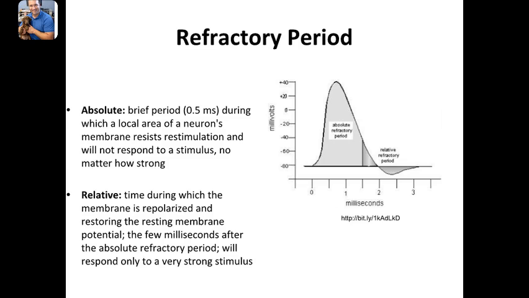Refractory period is this. After a nerve fires, you've got half a millisecond, a very short period of time, where it can't fire again. And that's called the absolute refractory period. This area is called the absolute refractory period. You can't fire a nerve during that short period of time. If it goes beyond half a millisecond, you've got the relative refractory period, whereby the nerve can fire, but the stimulus needs to be really, really strong.